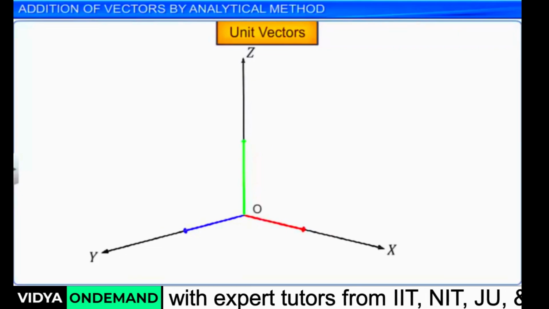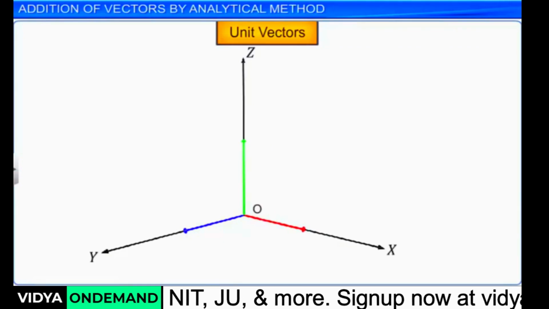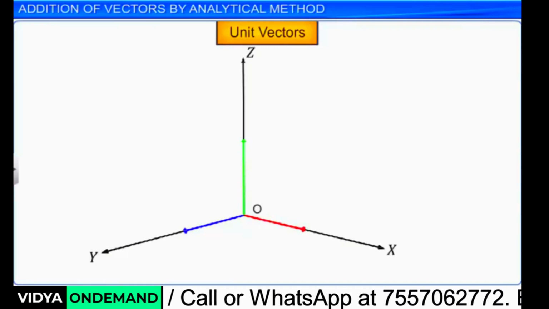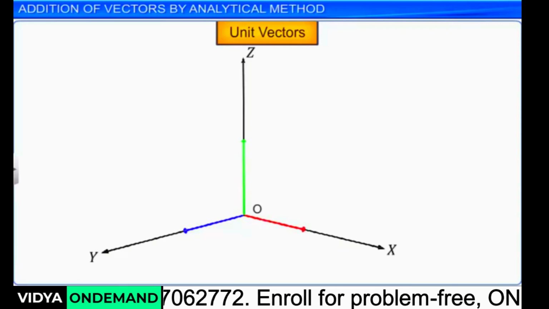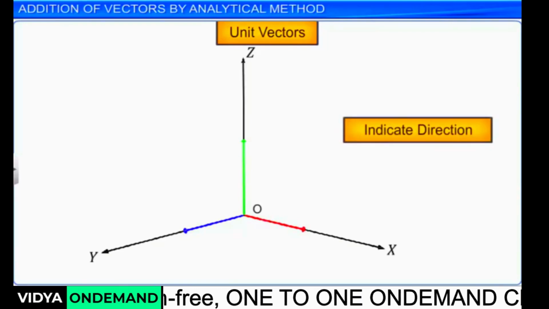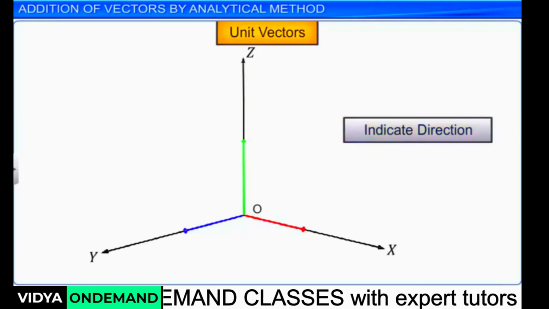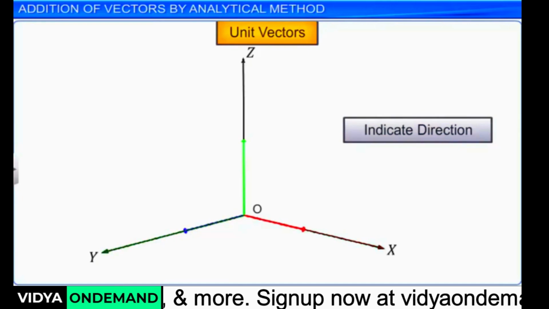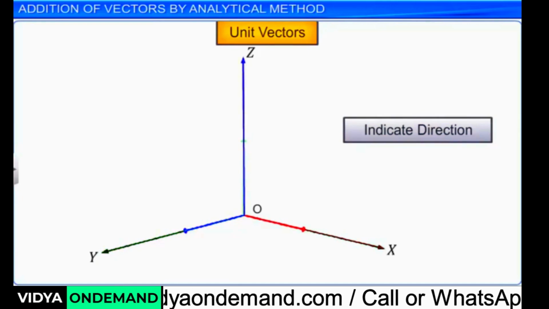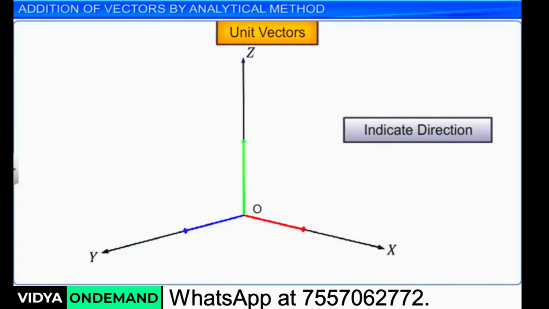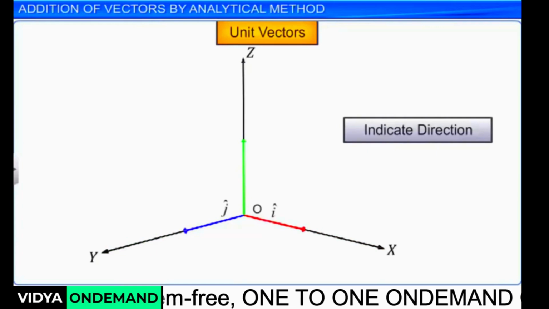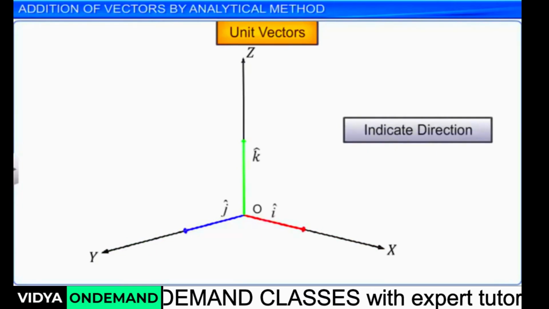They only indicate direction. Unit vectors along the direction of the x, y, and z-axis of the rectangular coordinate system are denoted by i cap, j cap, and k cap respectively. These three unit vectors are perpendicular to each other, as the three rectangular coordinate axes are perpendicular to each other.